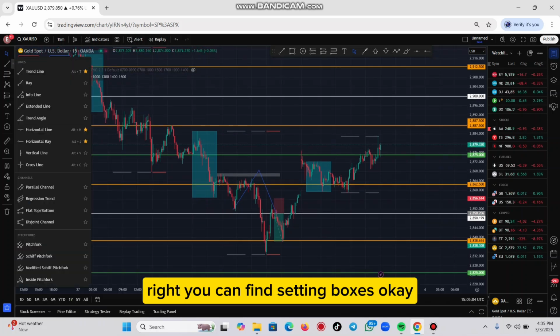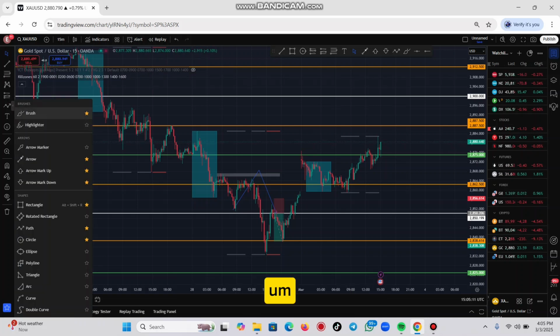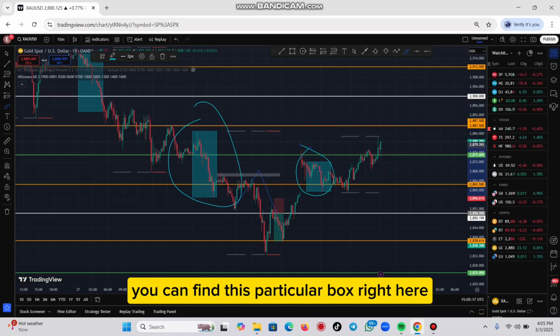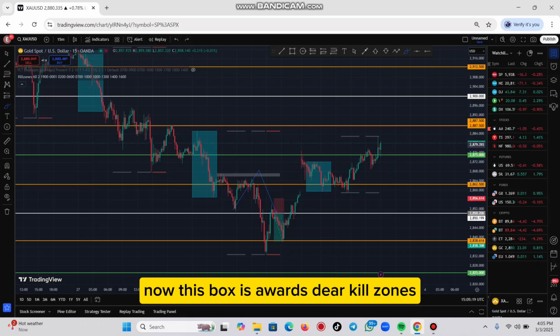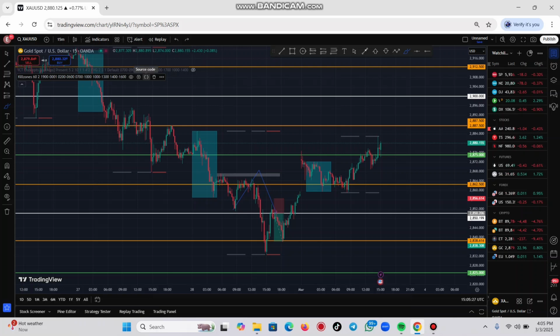You can find certain boxes. You can find this particular box right here. Now these boxes are what? They are kill zones, the Asian kill zones. Now let me remove the Asian kill zone. All right, let me delete it.